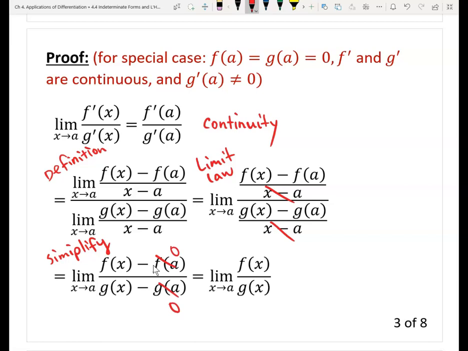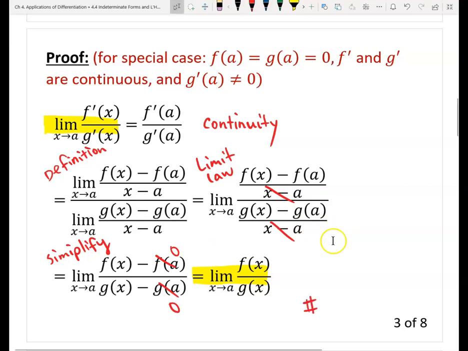Therefore, we have the last step, right? Can you see? So what do we get? Now we get, from the beginning to the end, what does this mean? This is L'Hopital's rule, right? Definitely. So this is the simple proof for this special case.